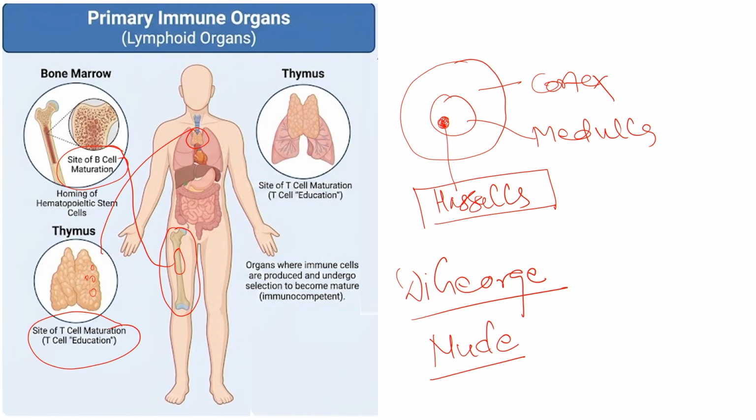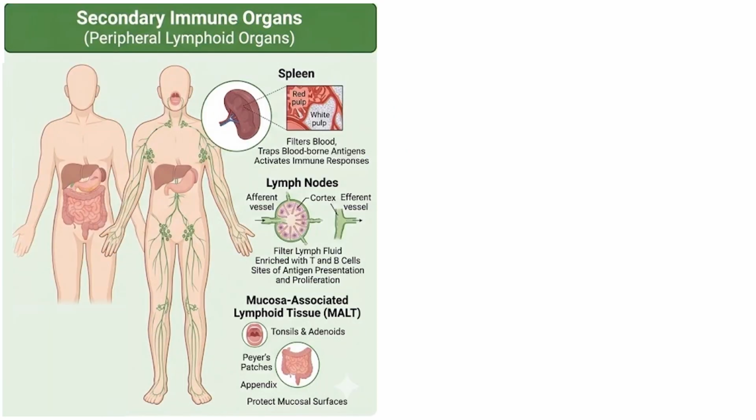So these are the two critical organs called primary lymphoid organs, the bone marrow and the thymus. The secondary lymphoid organs consist of the spleen, lymph nodes, and mucosa associated lymphoid tissue. These are also called peripheral lymphoid organs because they are the secondary site of regeneration or secondary site of immune regulation.